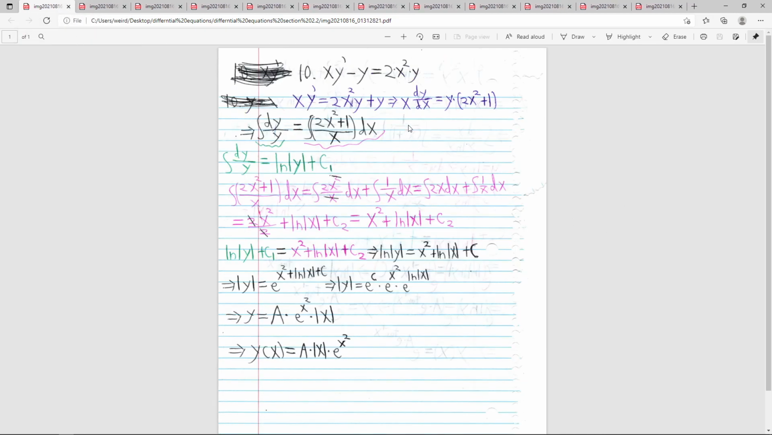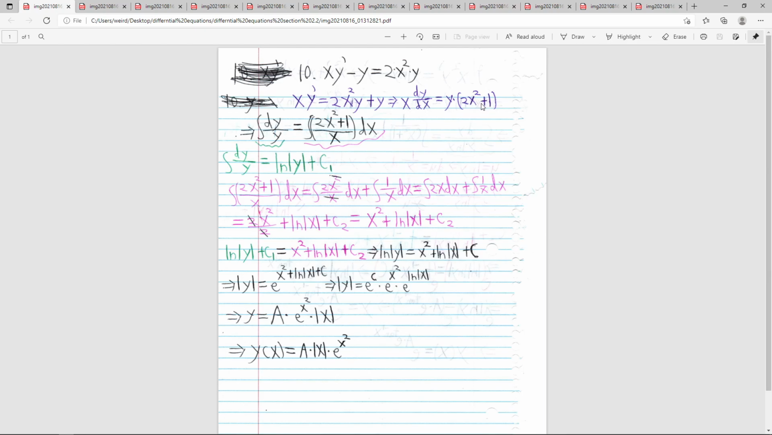Here's another one. We have xy prime minus y equals 2 times x squared times y. We have to solve this one. So we basically make it so y prime is on the left hand side, separating it first as much as we can. We added y to that side. We get x dy dx equals y times 2x squared plus 1.